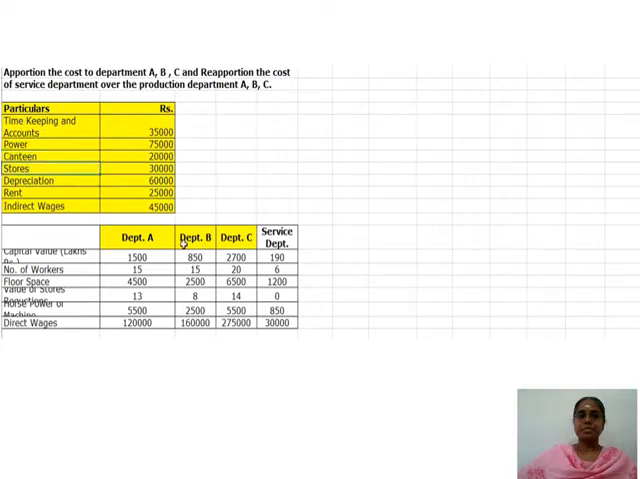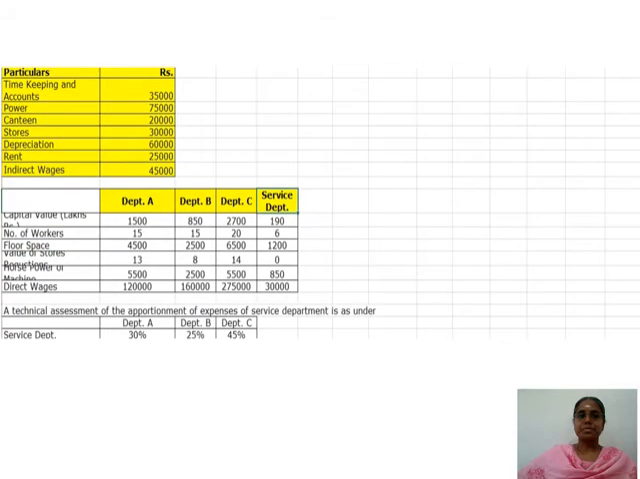Stores is common for all three. Depreciation value is common. Rent is common for the total. And indirect wages is also common for all the three departments as well as the service department. There is another service department. So now we need to see.